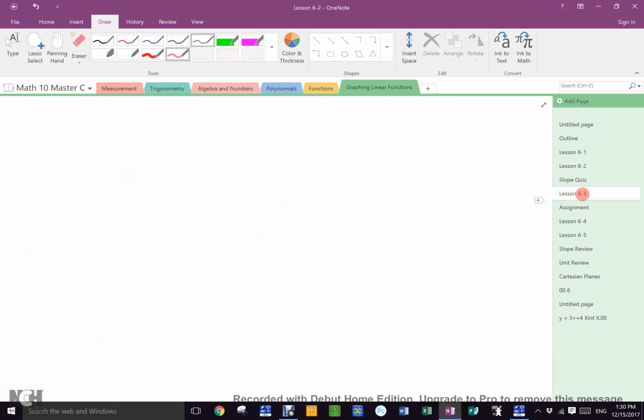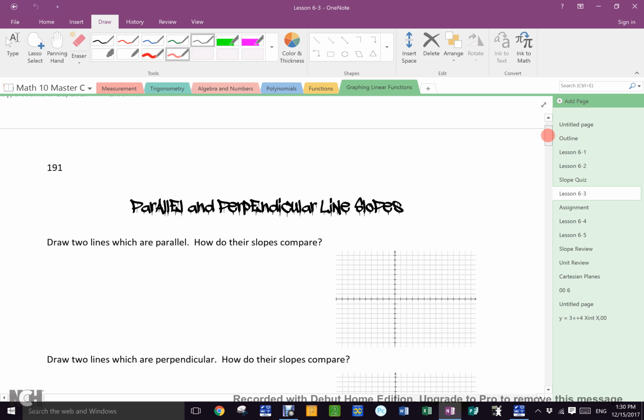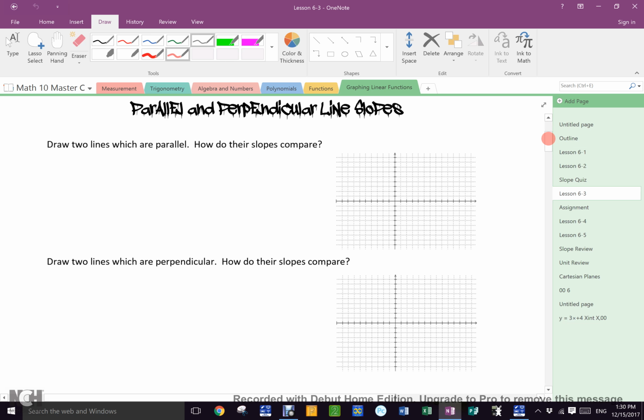If everybody could turn to page 191, please. Today's lesson is extraordinarily simple as long as you recognize one thing. If you can all learn one thing today, you're going to have no problem. Let's start. Everybody, every single person in the room, put these 4 points on this graph.